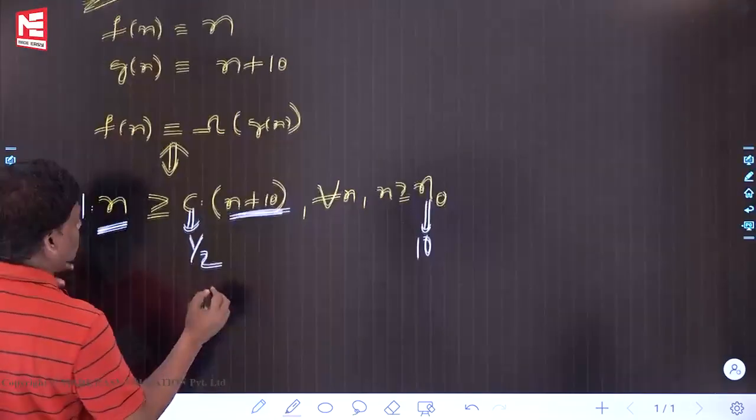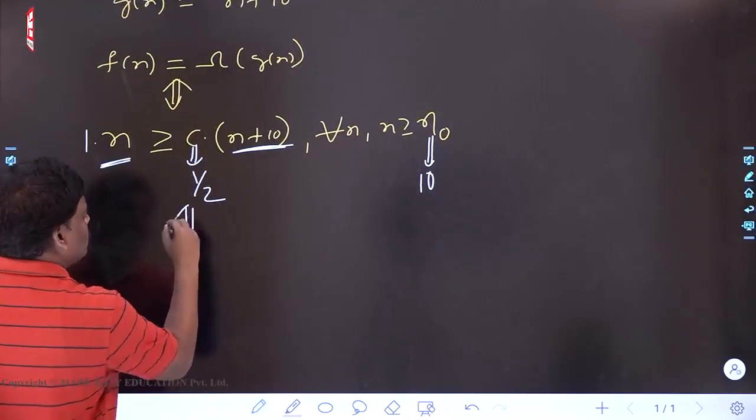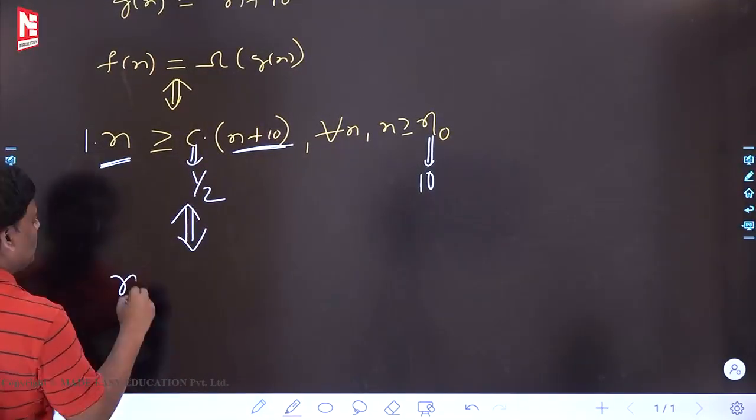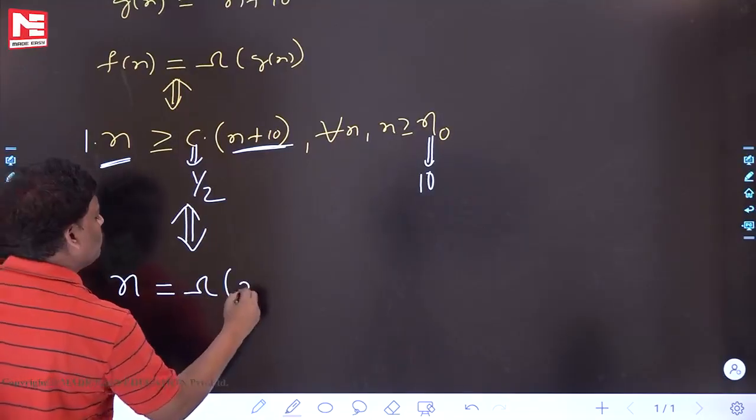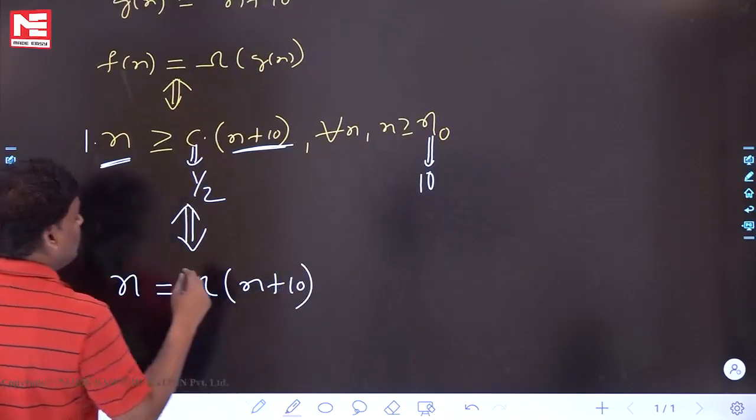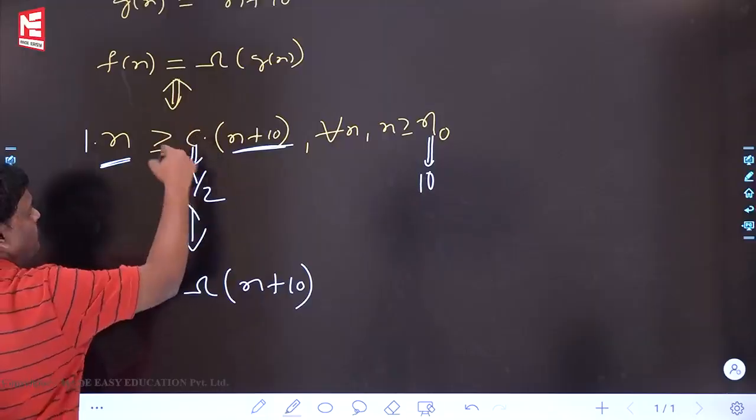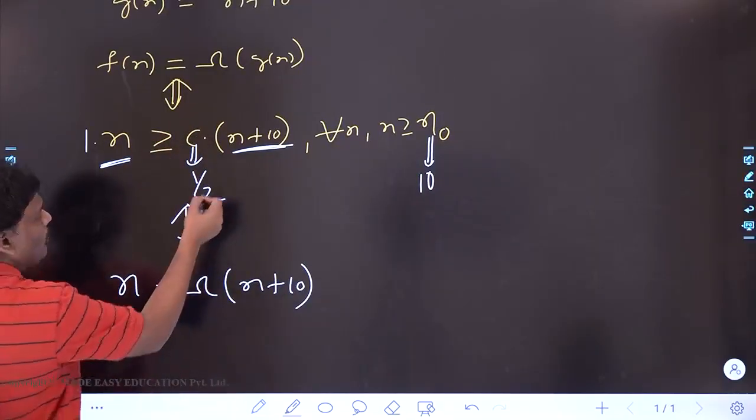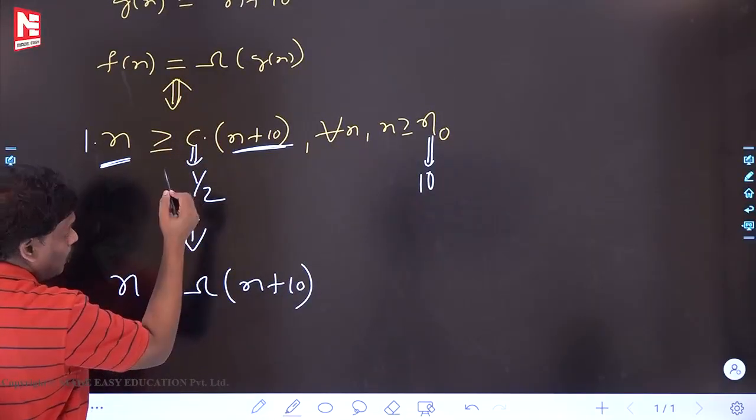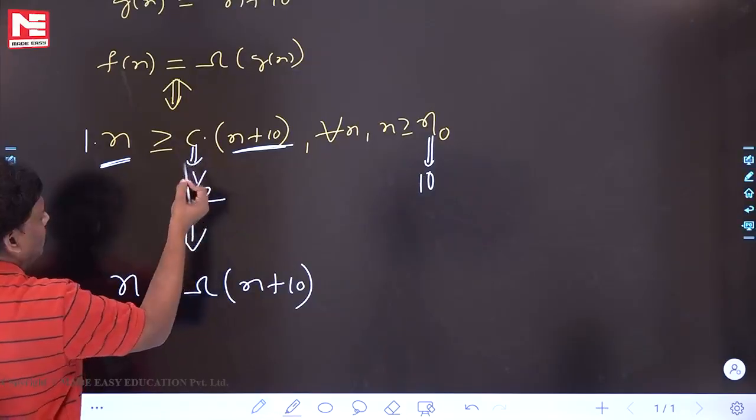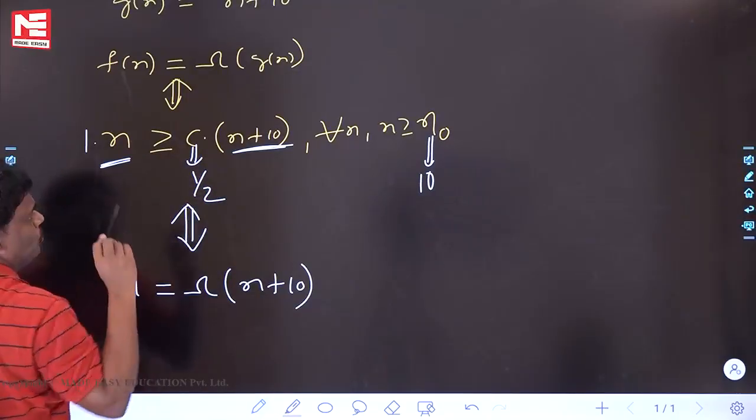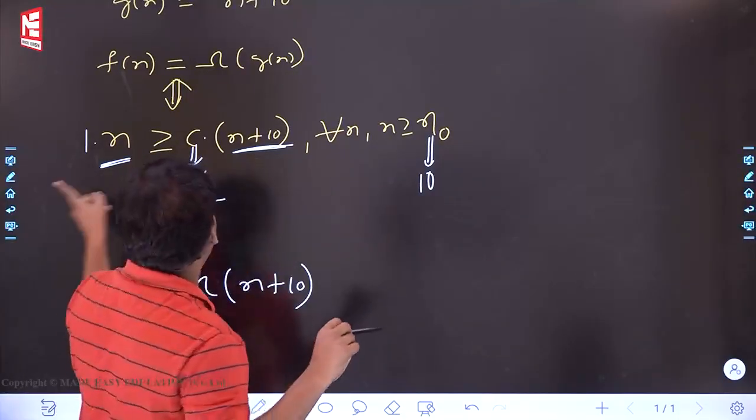Now I can say, from this I can say that this is the condition. So what is the answer? N is omega of N plus 10. I am able to say, if you want to say this condition should be satisfied. Yes, satisfied. Which is the C value? 1 by 2. Is there only 1 by 2 or many? Many may be there, right? For some constant C, 1 by 2, N0 is 10, this relation holds good.